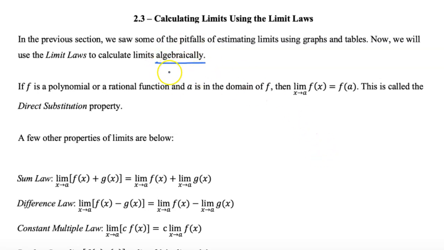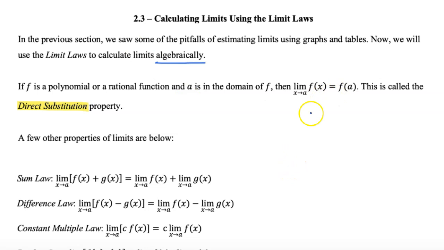Now we have a method for algebraically finding the limits of infinite functions, but we don't know what to do algebraically about any other type of function at this point. So if f is a polynomial or a rational function, and a is in the domain of f, then the limit as x approaches a of f of x is equal to f of a. This is called the direct substitution property.